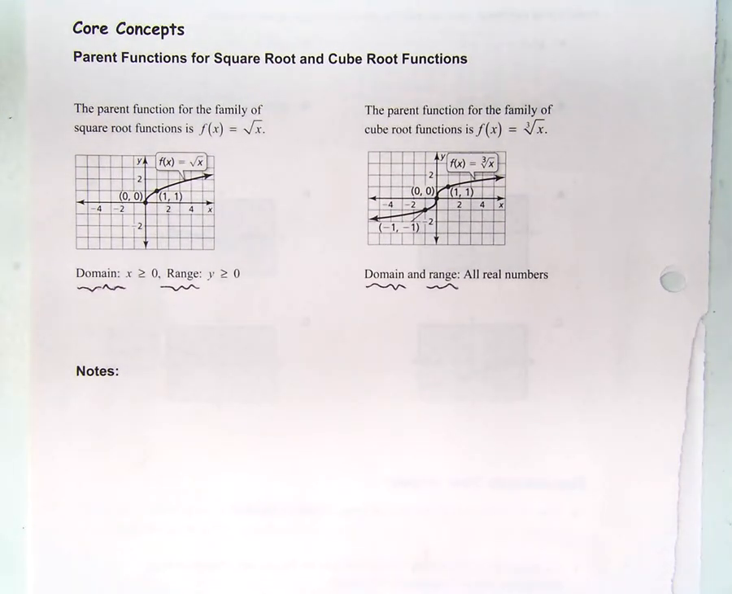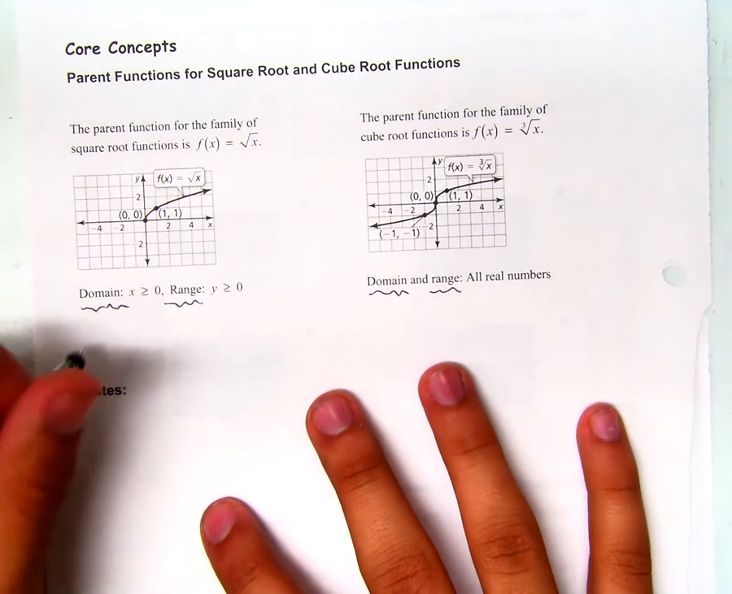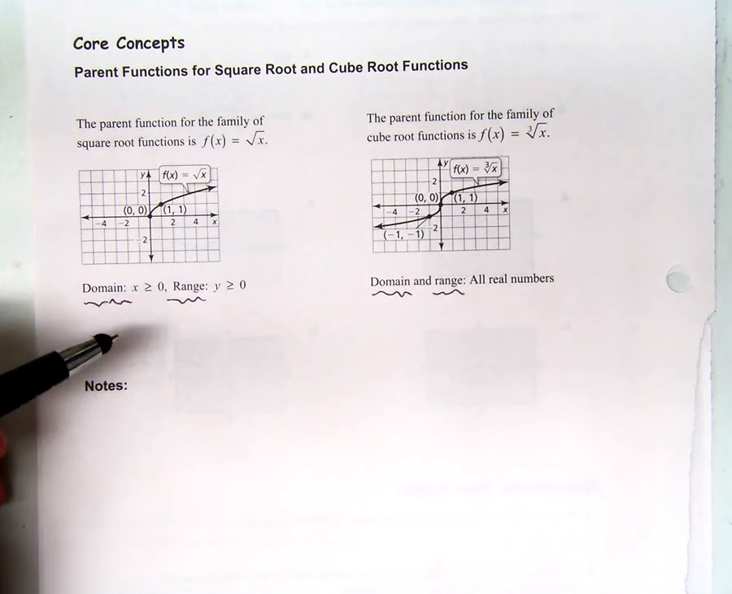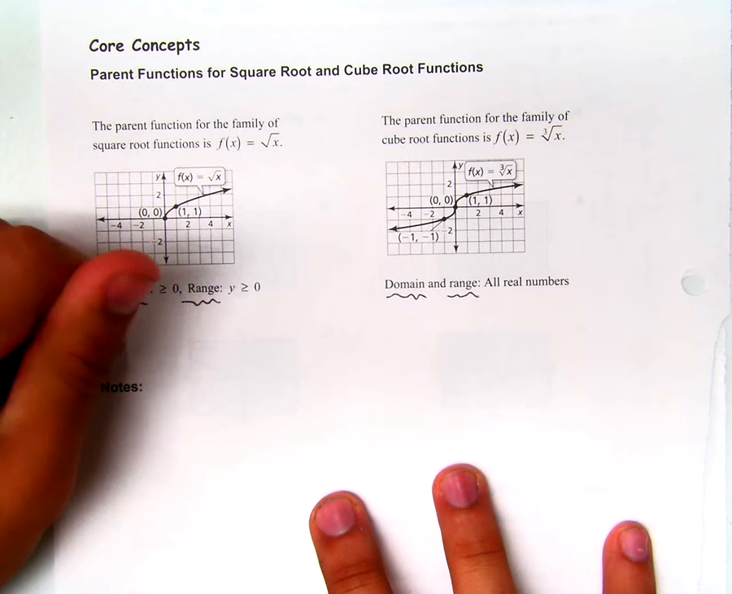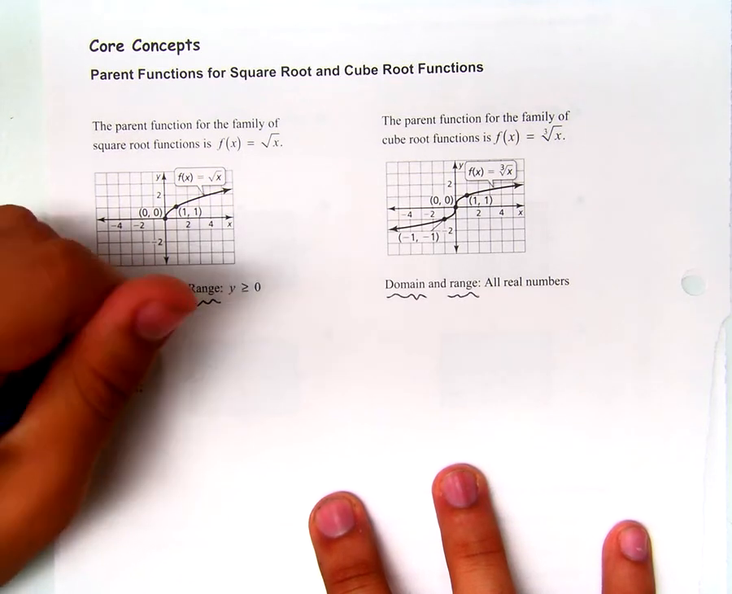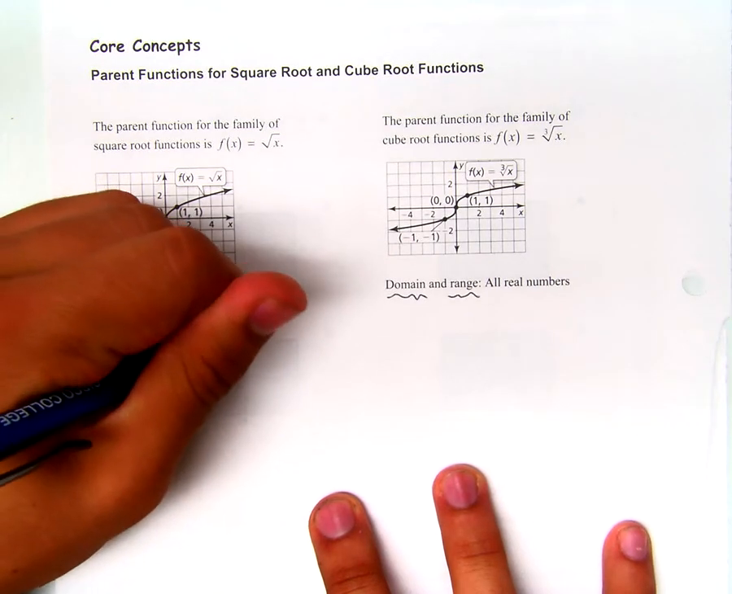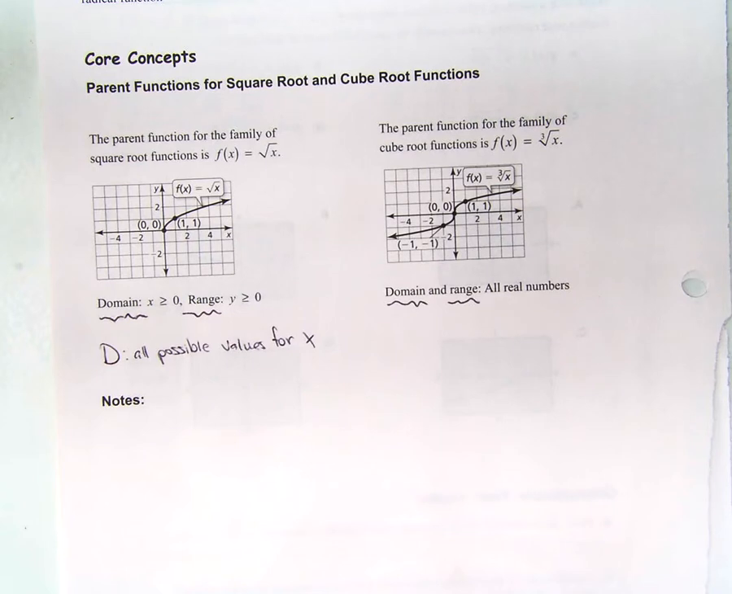So think about domain. We've talked about those in previous courses. The domain are all the values for x, all the possible values for x. So if you want to write that down, domain are all the possible values for x, or all the x values. That's what the domain consists of.